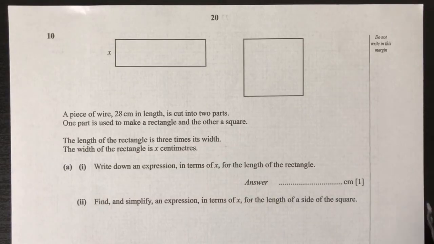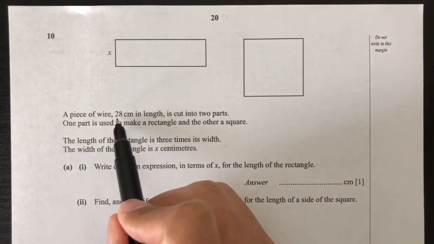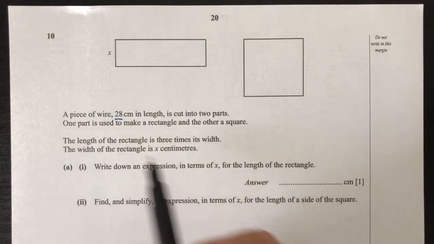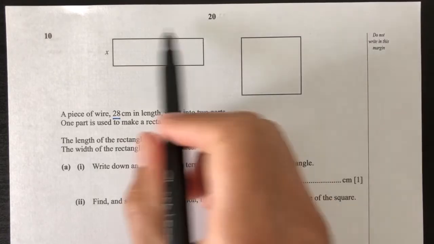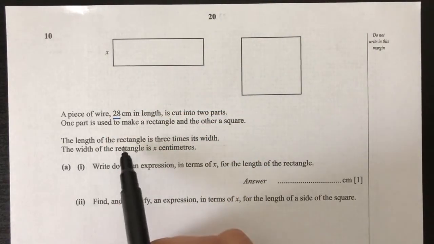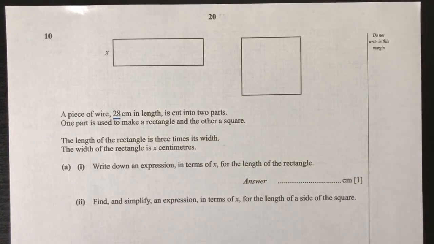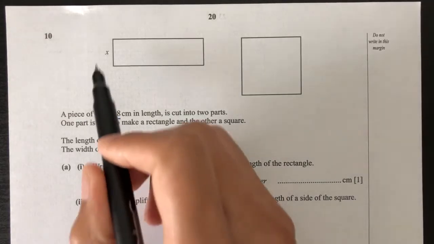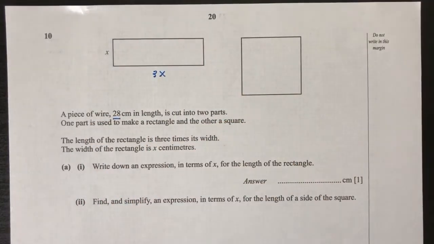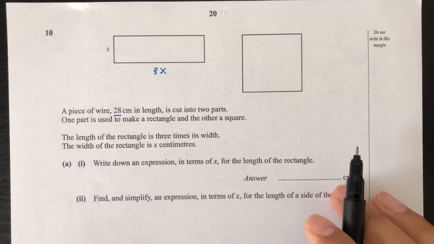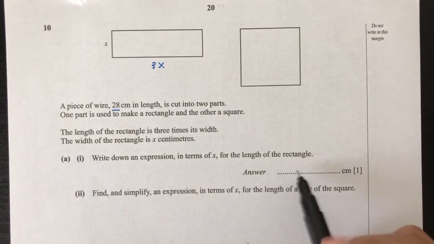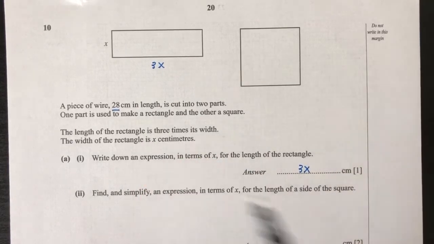Question number 10, we have a piece of wire. It is 28 centimeters in length. It's cut into 2 parts. One part is used to make a rectangle, this one, and the other one is a square. Now, the length of the rectangle is 3 times its width. So it means that if the width is x, the length will be 3x. So write down an expression in terms of x for the length. That will be 3x. Pretty easy.